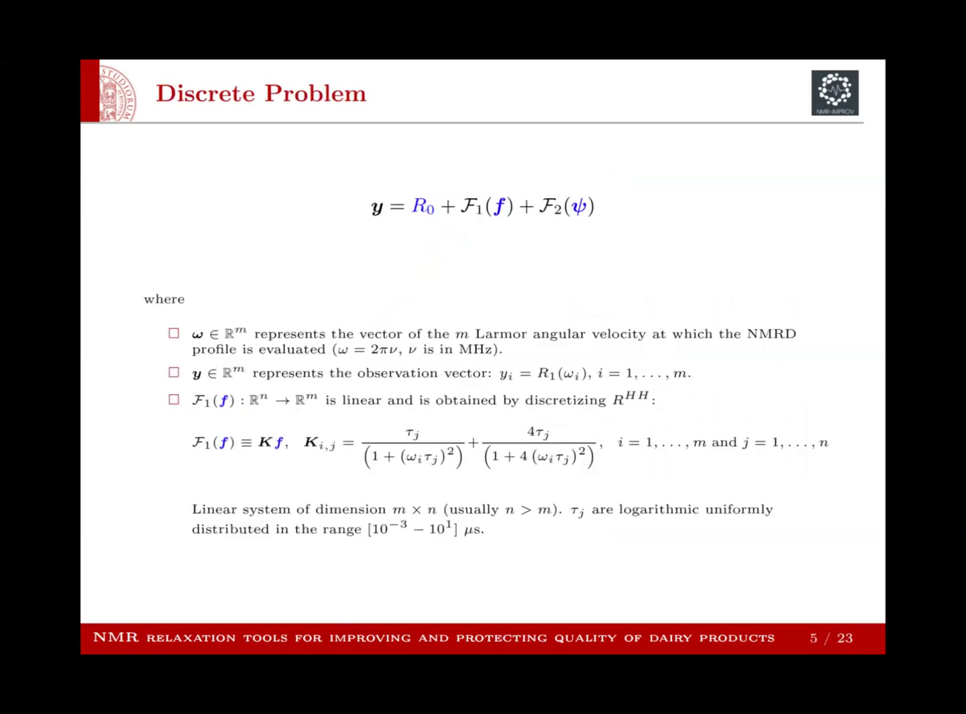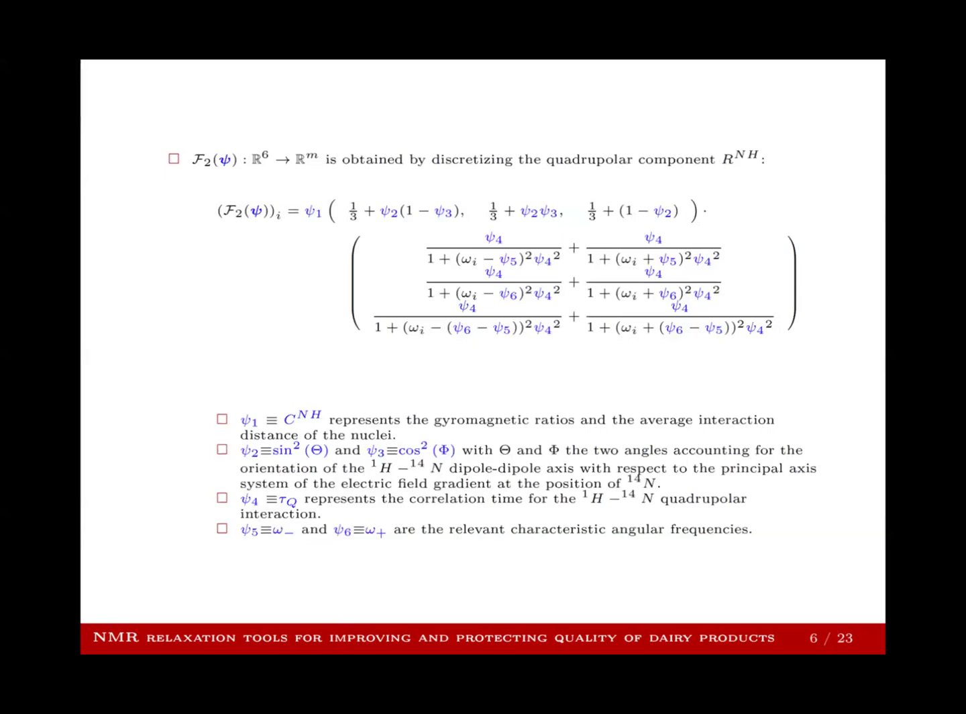So the first thing with the software is to discretize the problem, and we start from the observation vector y. We have a discretization of the linear part, RHH, the integral with the function f1, which is given by this product of the matrix K, the kernel, and the f that we want to extract, and the discretization of the quadrupolar part, which is given by this other equation.